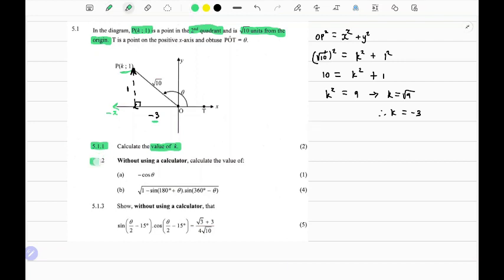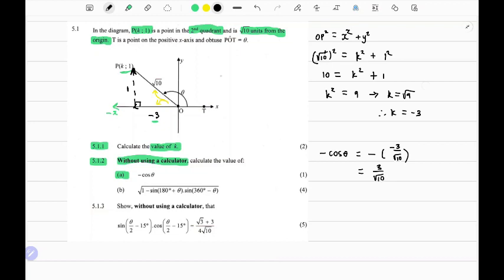The second question says, without using a calculator, calculate the value of negative cos theta. Cos theta by definition is the adjacent side over the hypotenuse. So negative cos theta is equal to negative, and cos theta is adjacent, which is negative 3, over the hypotenuse, which is root 10. So this is equal to 3 over root 10.